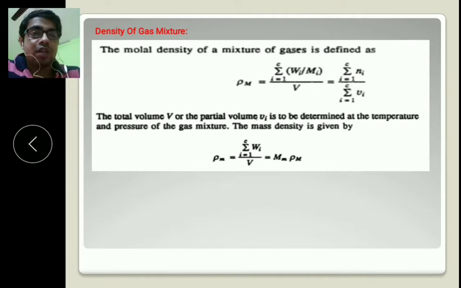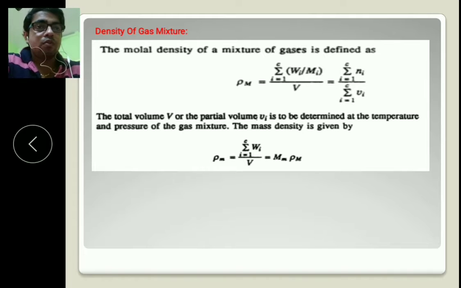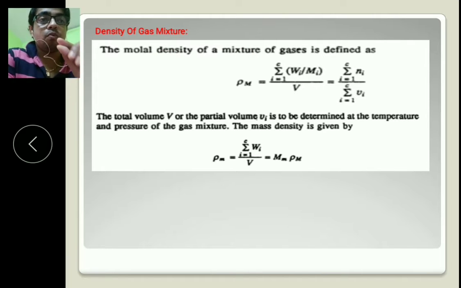Now today: density of gas, the molar density of gas and the mass density of gas. Molar density of gas, what is that? Number of moles divided by total volume is molar density. Mole is weight divided by molecular weight, we know the formula, and summation. So total number of moles and volume. Volume you can write as the summation of volume of individual components. So molar density is number of moles divided by total volume.